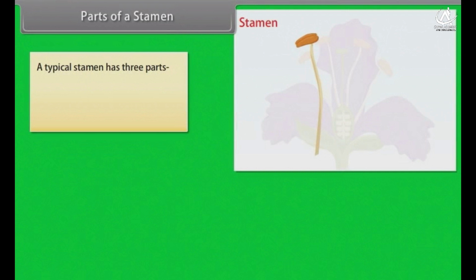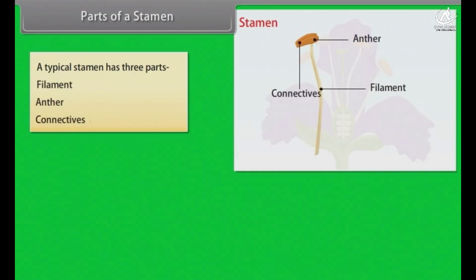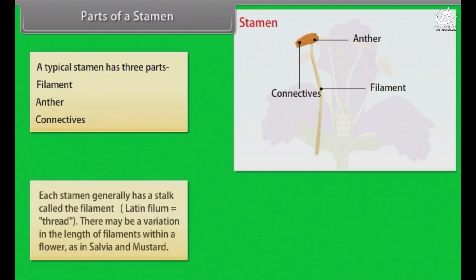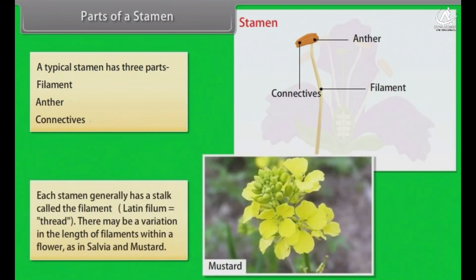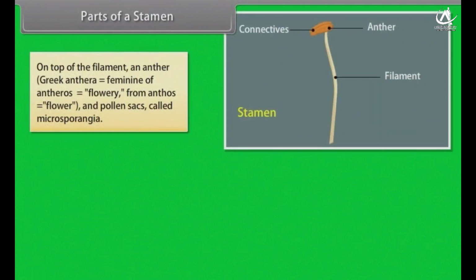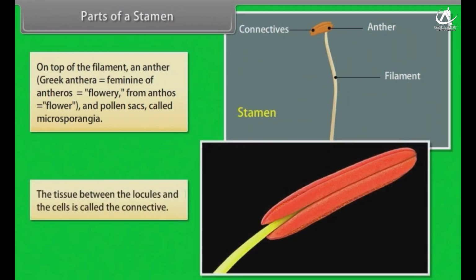A typical stamen has 3 parts: filament, anther, and connective. Each stamen generally has a stalk called the filament. There may be a variation in the length of filaments within a flower, as in Salvia and mustard. On top of the filament is the anther with pollen sacs called microsporangia. The tissue between the locules is called the connective.